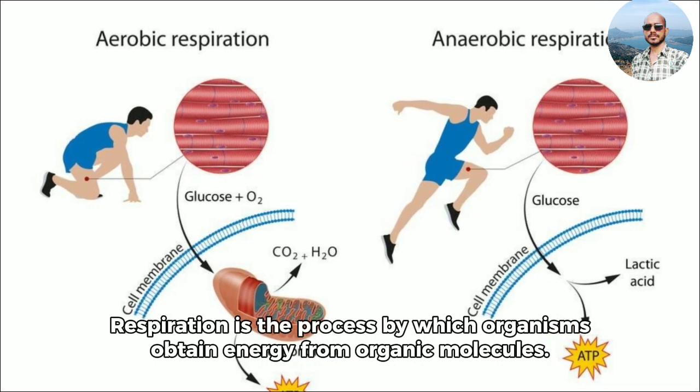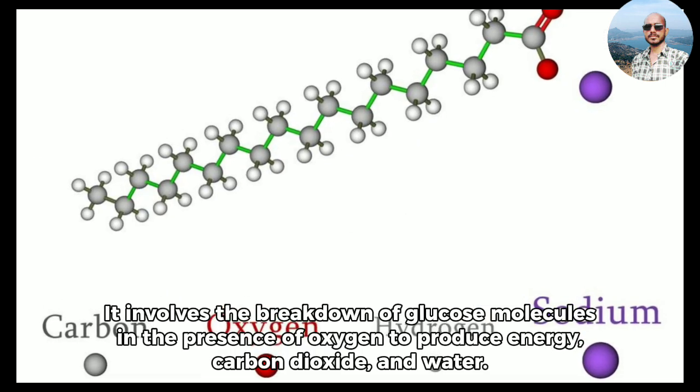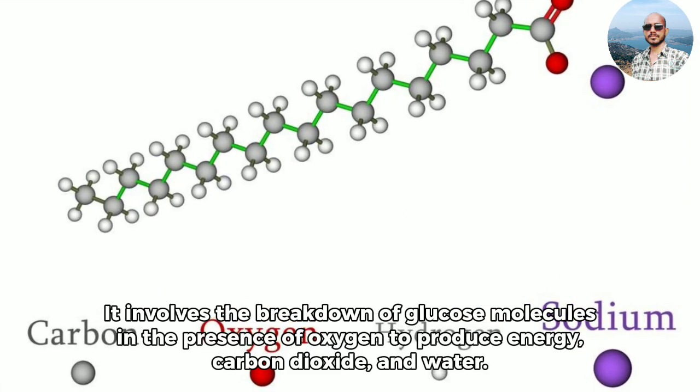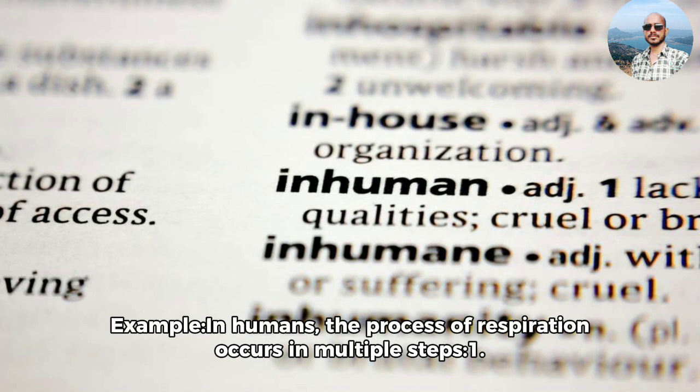Respiration is the process by which organisms obtain energy from organic molecules. It involves the breakdown of glucose molecules in the presence of oxygen to produce energy, carbon dioxide, and water. Example: in humans, the process of respiration occurs in multiple steps.